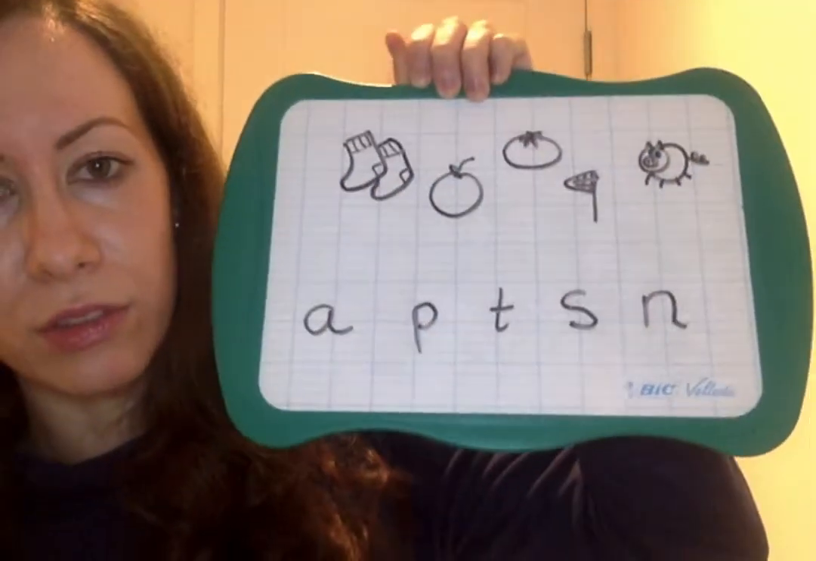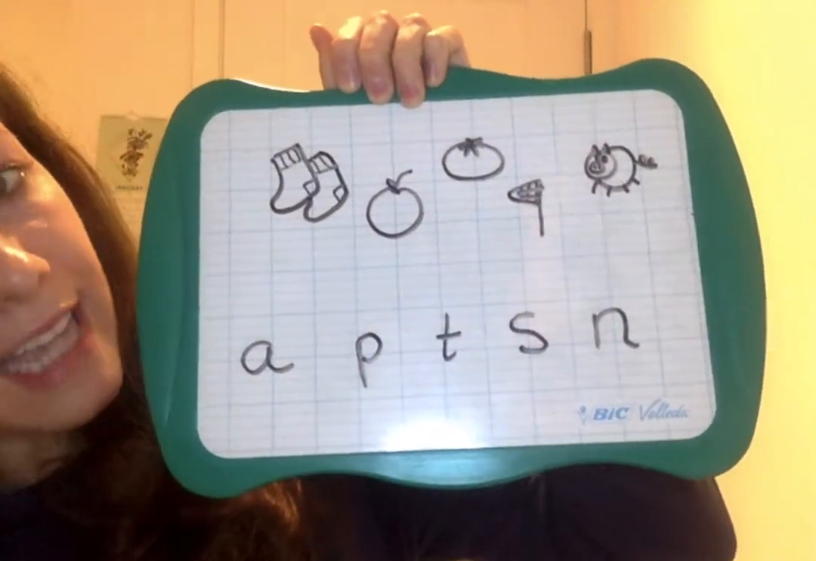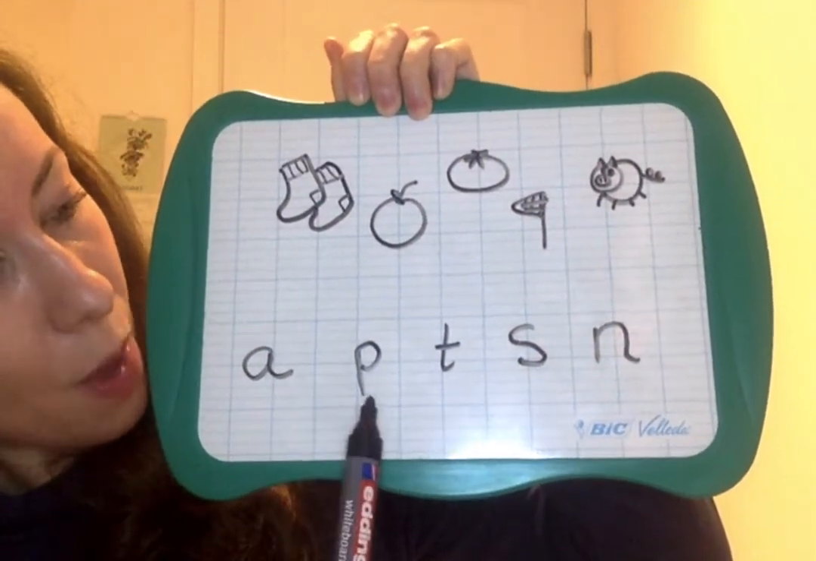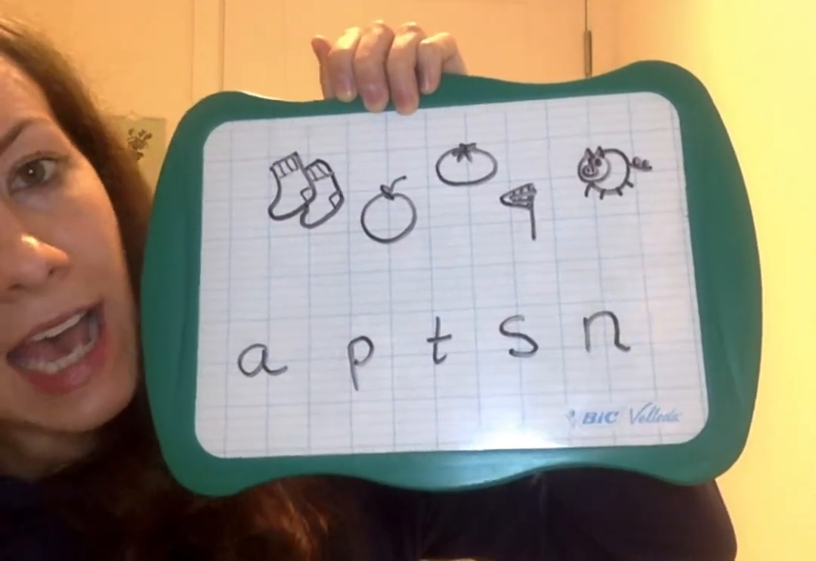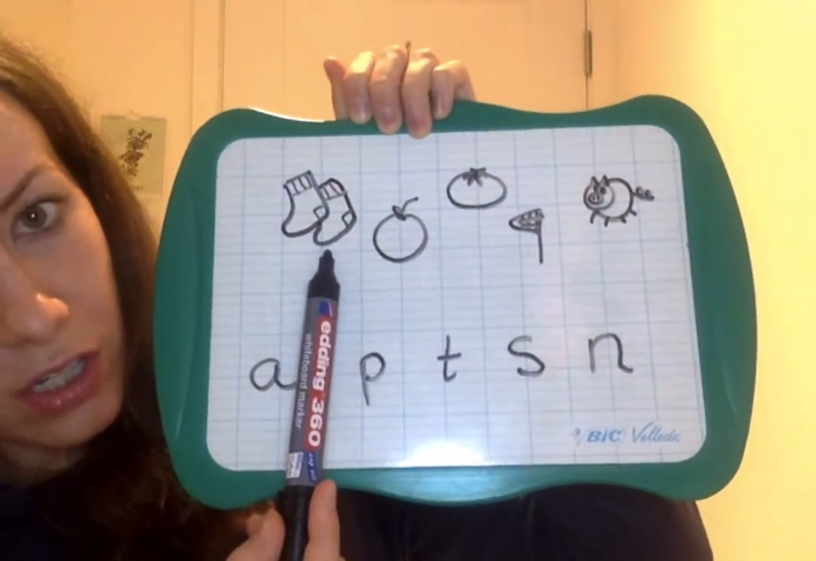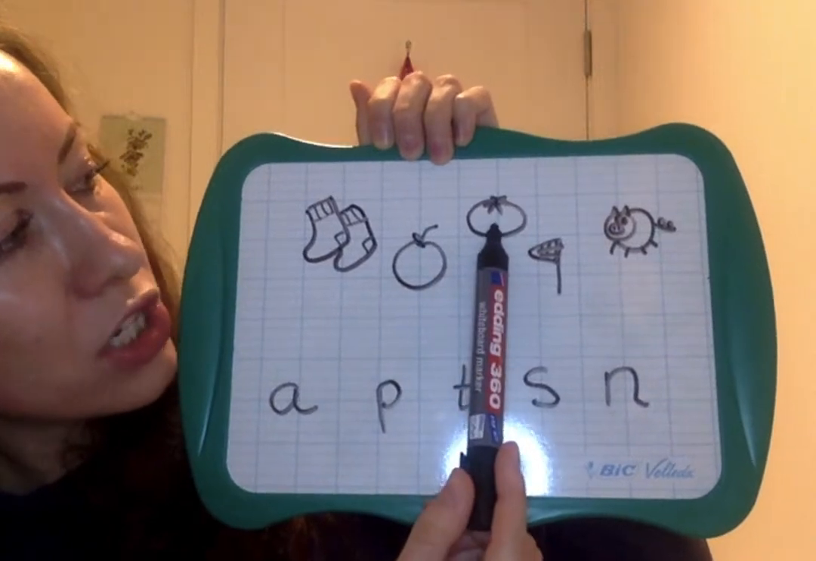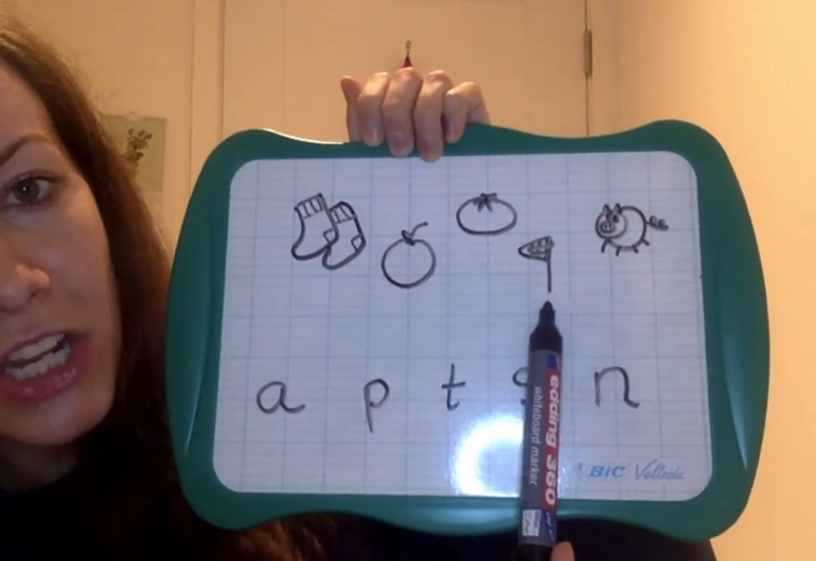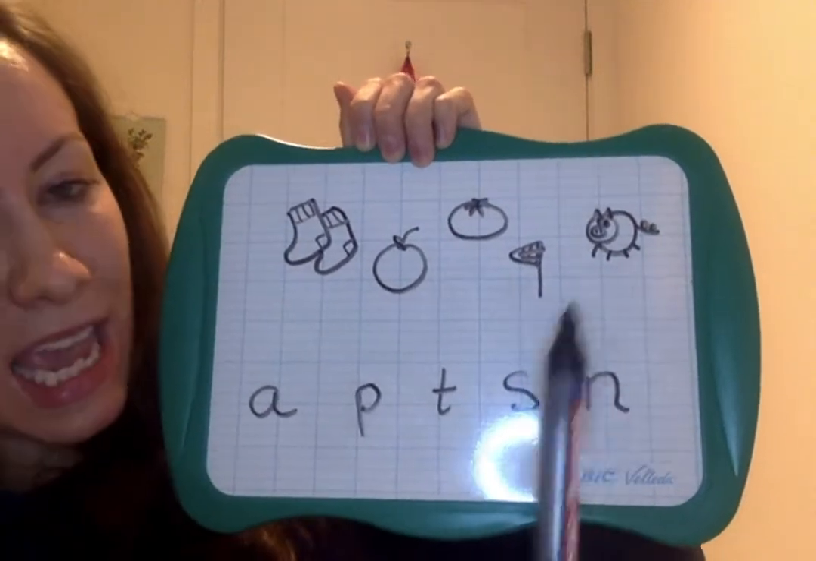Right. Ooh, light shining on it there. There we go. Right, so we've got our sounds at the bottom. We've got a, p, t, s, and n. And then we've got some pictures at the top. These are socks. This is an apple. This is a tomato. This is a net. I agree, it's not my best picture. And this is a pig.